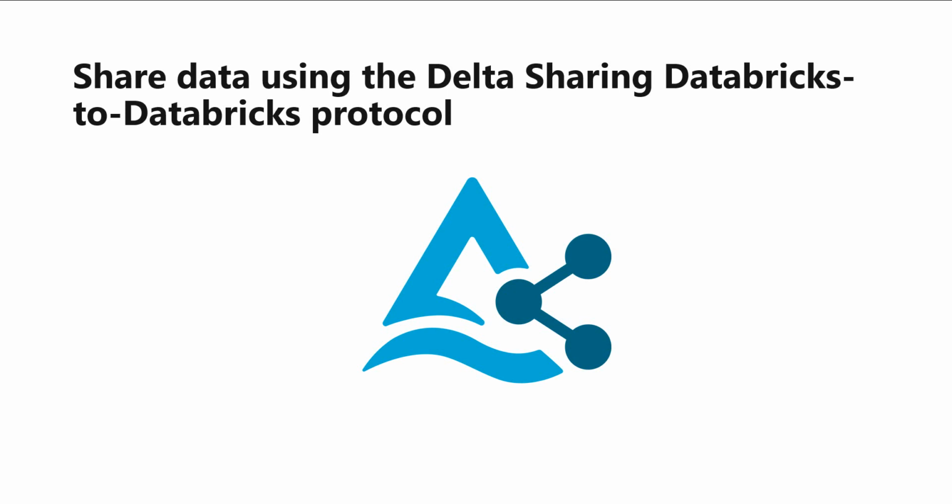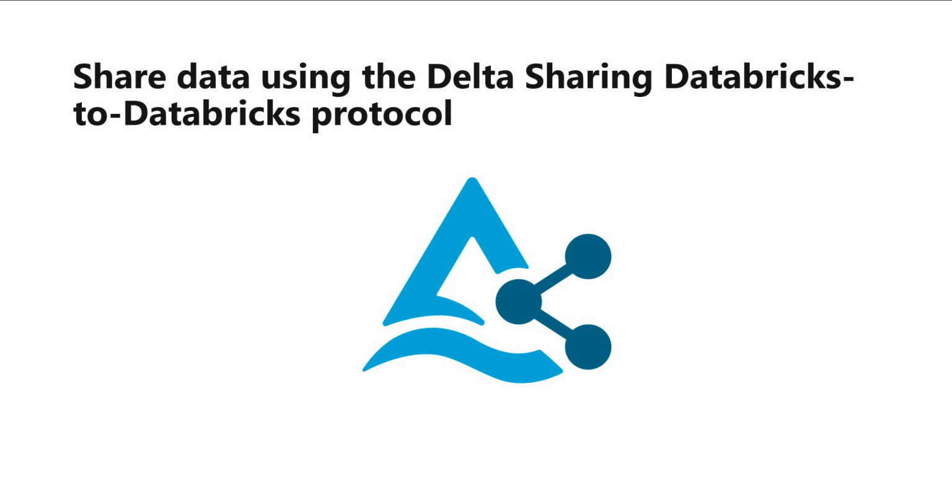The third step is the data provider creates a recipient object in the provider's Unity Catalog. This named object represents a user or group of users who will access the data included in the share, along with the sharing identifier of the Unity Catalog metastore that is attached to the workspace that the user or group of users will use to access the share. The sharing identifier is the key identifier that enables a secure connection.